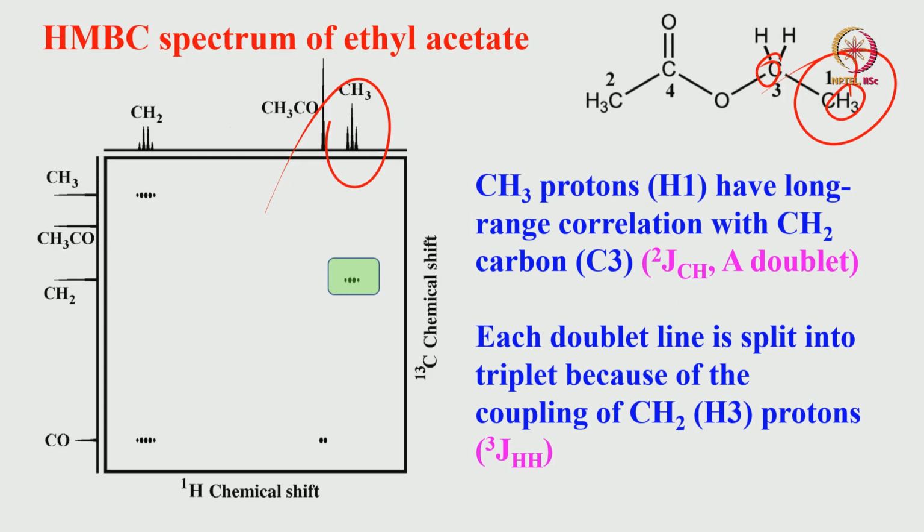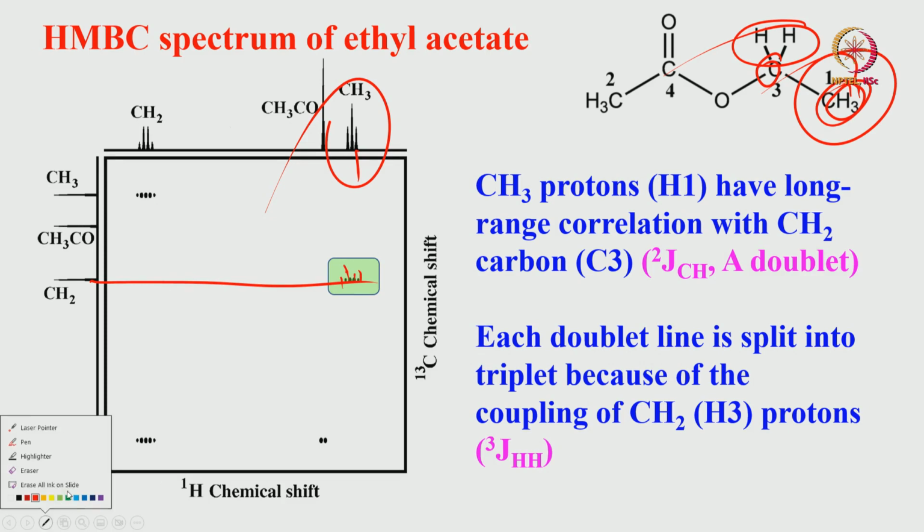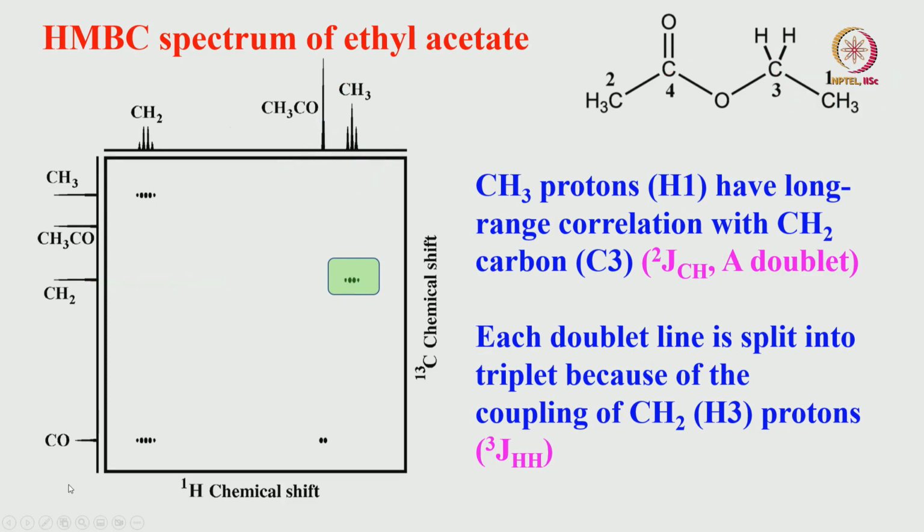What will happen? That will become a doublet. So we are seeing this one proton correlating to the CH2 carbon is a doublet. Then what will happen? Each line of the doublet is split because of these CH2 protons into a triplet. This is going to be a doublet of triplets. But you see, this is a doublet, and you will see 1 2 1, 1 2 1, 2 triplets which are overlapped here. We do not see that, and because of that it appears like a quartet. We have seen this multiplicity pattern when we were analyzing the proton spectra. So it is a doublet, and each of the doublet is a triplet because of the CH2 protons.